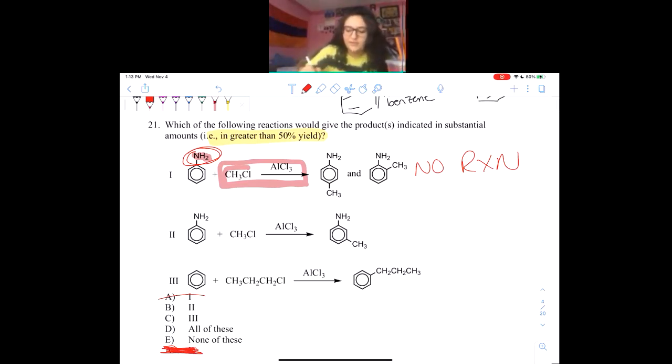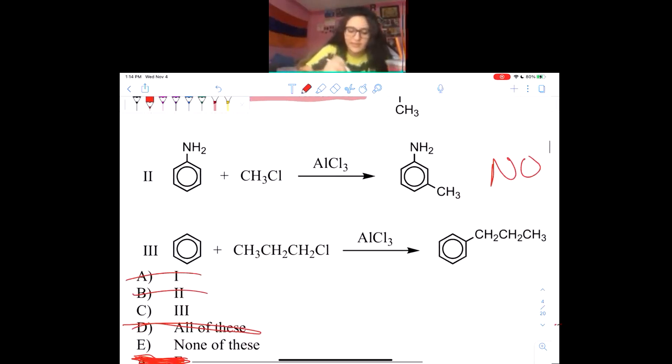So NH2 plus alkylation, again, in this second one, can this happen? No. So again, we have no reaction. Cool, so we know that it's not A, it's not B, and it's not D. And so now we have a regular old benzene ring with an alkylation. Can that happen? Yes, it definitely can, but let's draw this out. We have a 1, 2, 3 carbon chain. 1, 2, 3 carbons. If we make our electrophile, it will look like this, right?